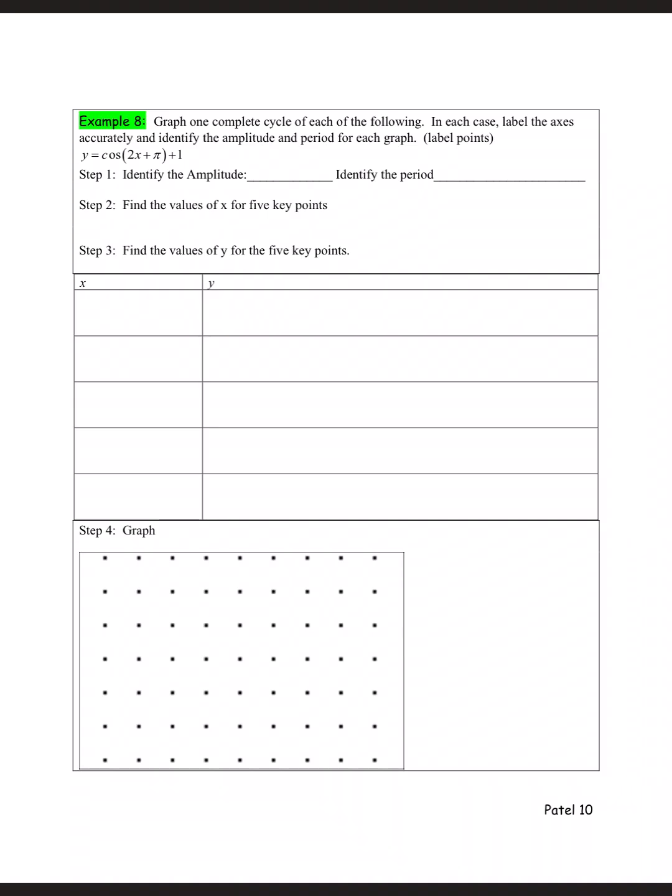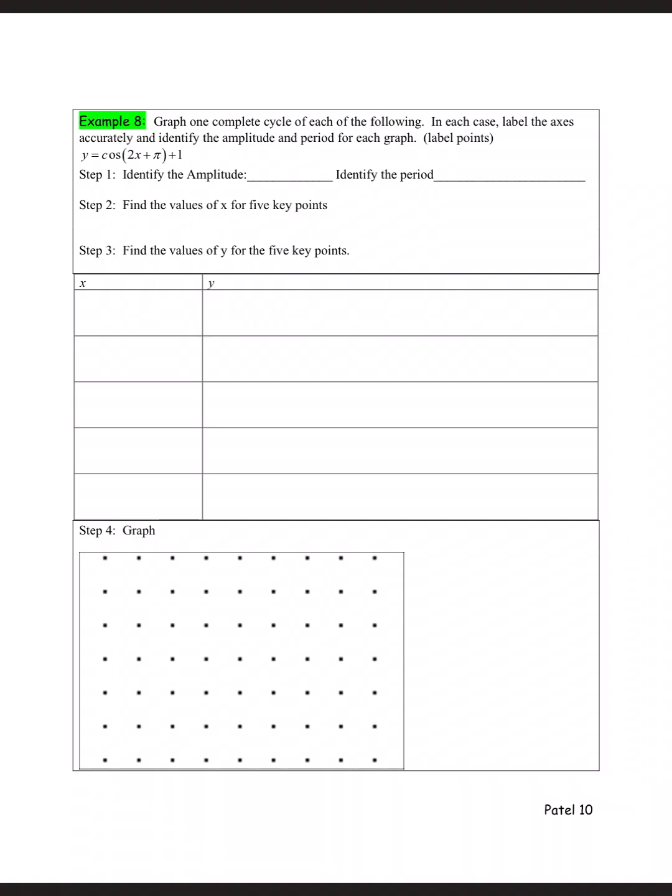Example 8, we're graphing y equals cosine(2x + pi) + 1. Notice where that plus 1 is. It's completely outside of the function, so that is going to change my base. My base has always been 0 because I have never been adding something to the function. But in this case, my base is going to move to 1 because that is being added. So it's going to be a vertical shift up 1 unit.